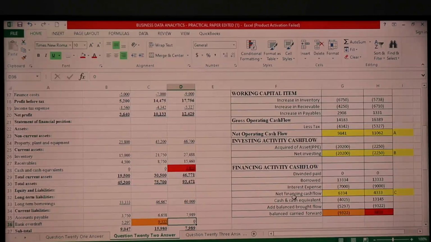So I think we got that. That is how you're supposed to compute that cash flow. So anyone with a question, please, you can ask the question before we proceed to the next question.